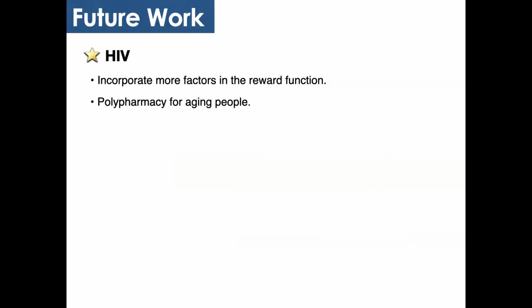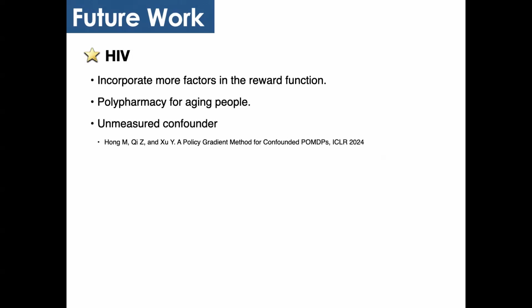Okay, there is future work. We can incorporate more factors in the reward function, and we are also studying polypharmacy for the aging population, because we have a lot of non-ART drug information. So how can we infer the underlying conditions based on this polypharmacy data? And also there are a lot of unmeasured confounders. For example, my group has been developing theory for reinforcement learning methods in POMDPs, partially observable MDPs. So we want to incorporate this into the framework.